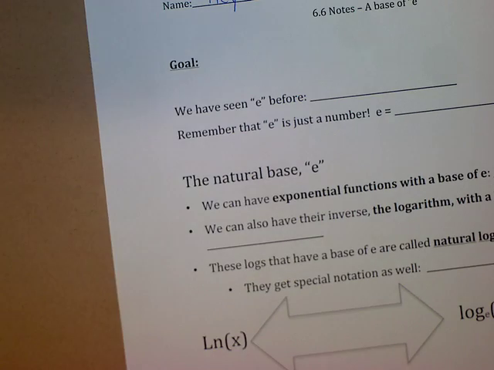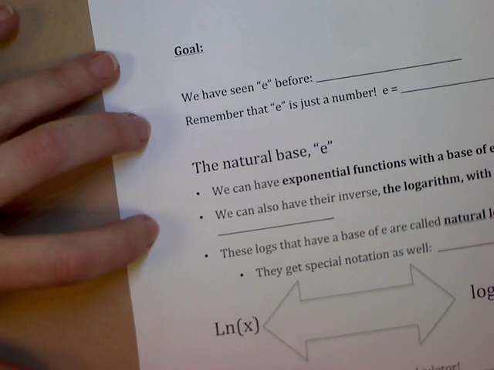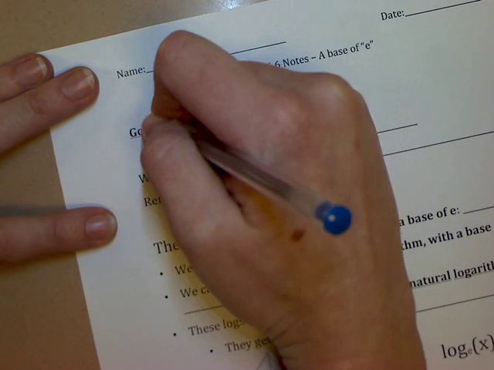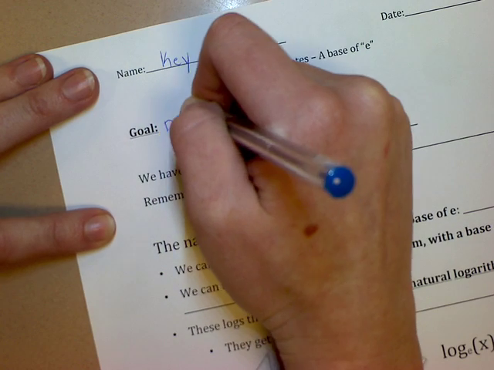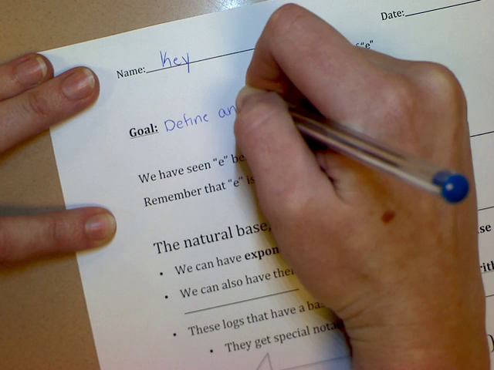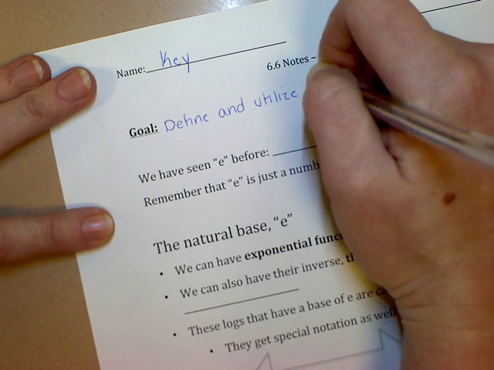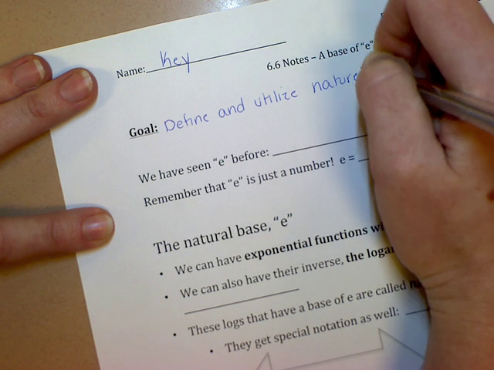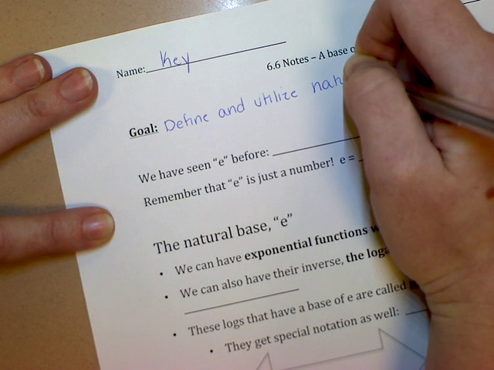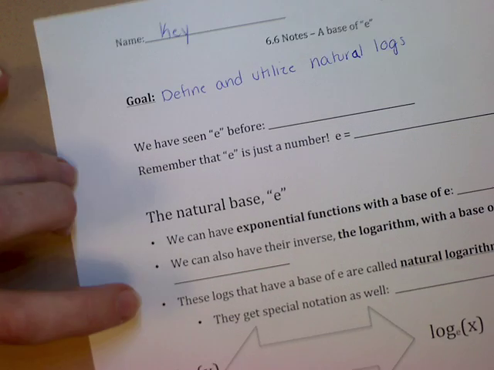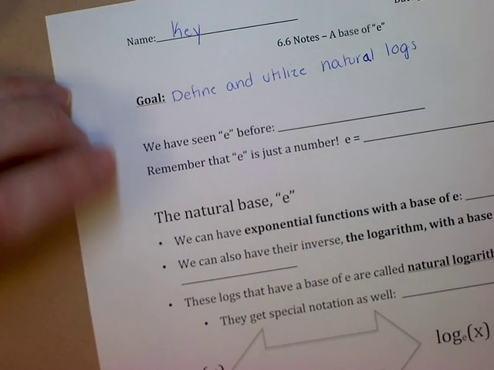Okay guys, so we are going to get some of the 6.6 notes out of the way, and our goal for today is to define and utilize these things called natural logs. Oops, spelled natural wrong. Okay, and they're going to involve the number e, which you have seen before.